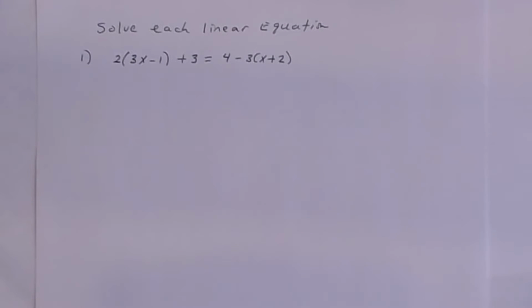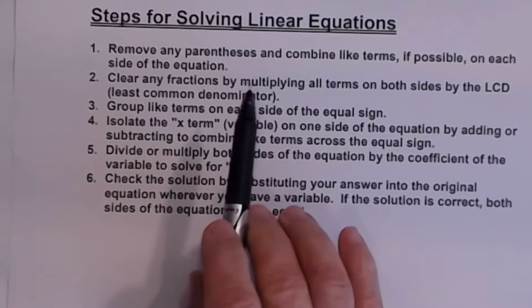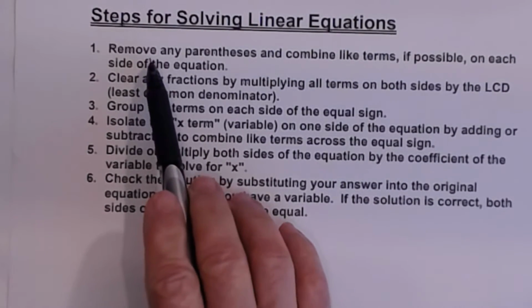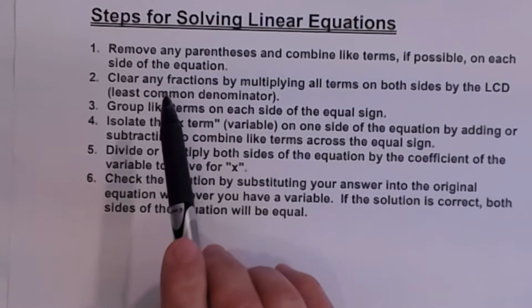This is a review on solving linear equations. The steps to solving linear equations are the following. So if you have any grouping symbols, any parentheses, you want to remove any parentheses and combine like terms if possible on each side of the equation.